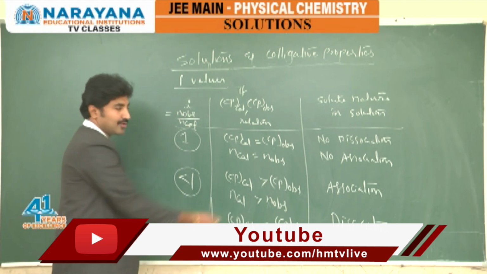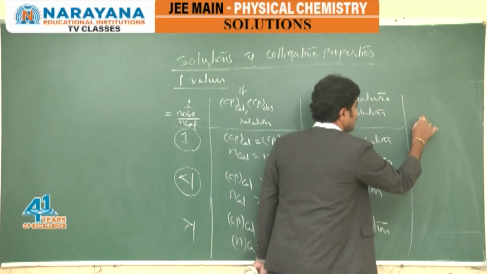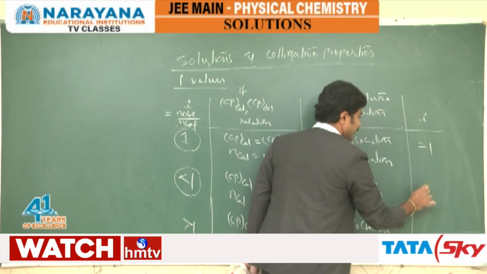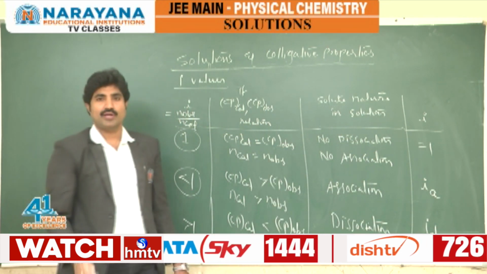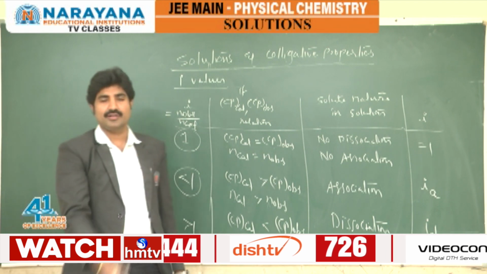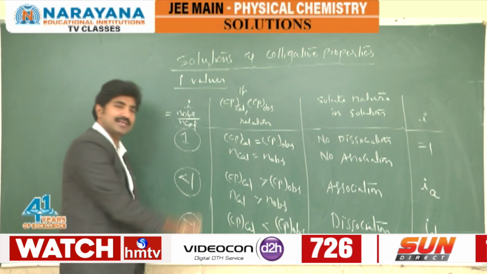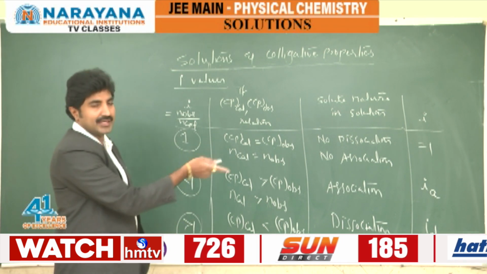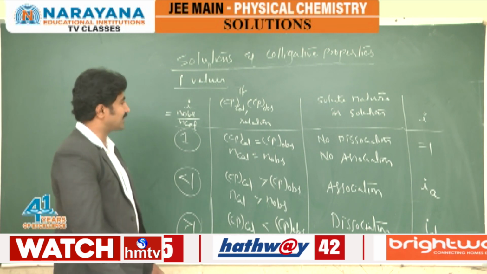If a solute undergoes dissociation, i is greater than 1. Therefore, what is the final conclusion? This i expression: this is 1, this is i association, this is i dissociation. If i is equal to 1, no problem, we can directly substitute in the equations. If i is less than 1 or i is greater than 1, how do we calculate the i association case and the i dissociation case? I am giving that calculation part.